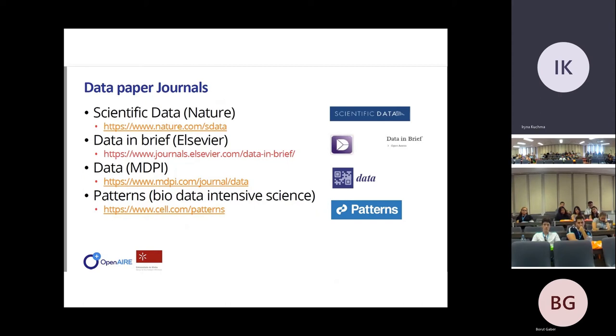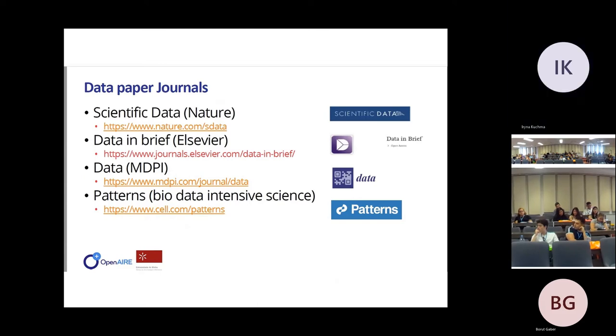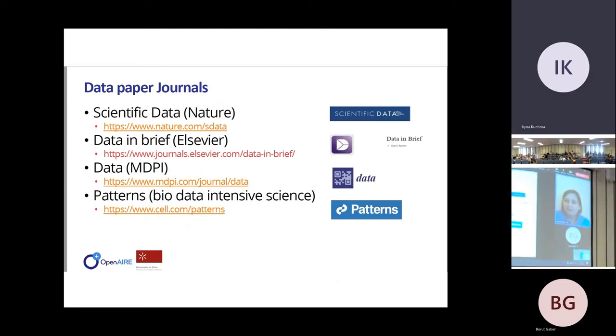So a data paper is usually a data set made available together with descriptions, which I mentioned, of how data was collected, how it can be reused, what potential value that data has. And there are universities and funders who consider so-called data papers as important and as valuable as journal articles.